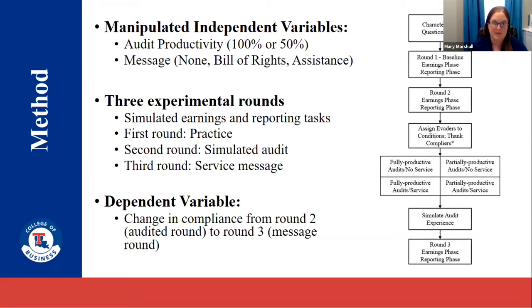would be audited. A key advantage of this experimental method was the ability to isolate the effect of these variables that are often confounded with other variables in the data. So we manipulated 2 variables, audit productivity, which we said was either 100% or fully productive, or 50% or partially productive. And we manipulated a message.